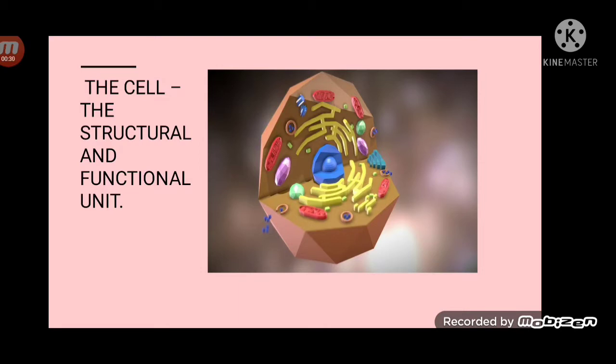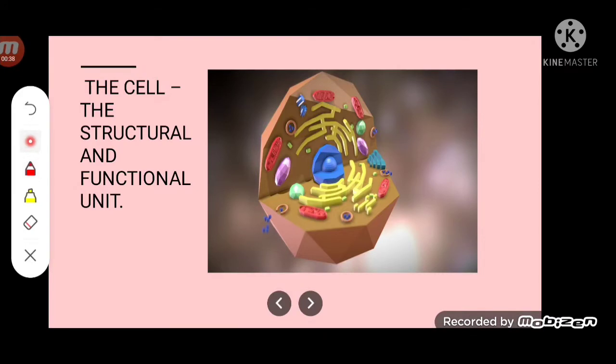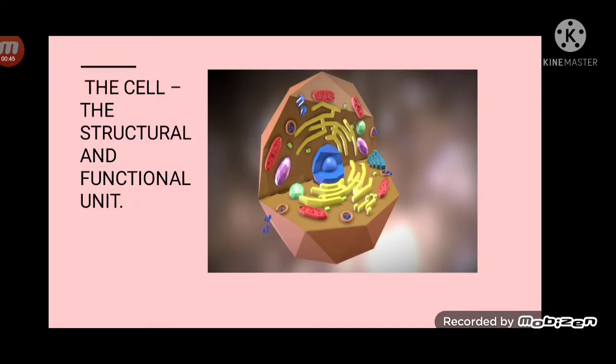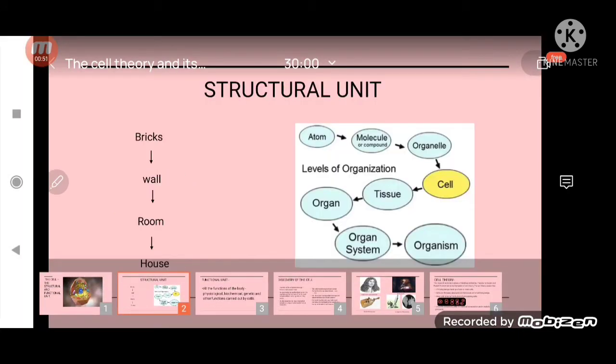A cell is the smallest unit of all living beings, and it is also known to be the structural and functional unit. So now let us see how it is the structural and functional unit.